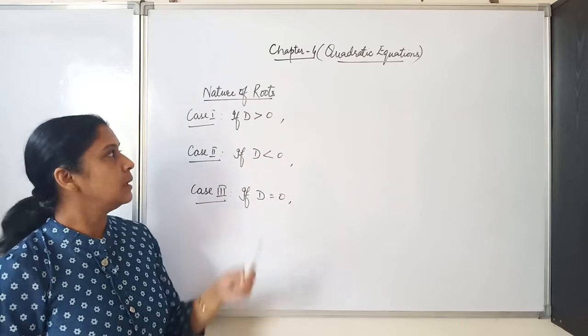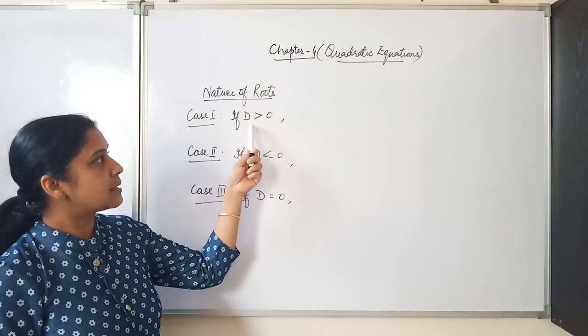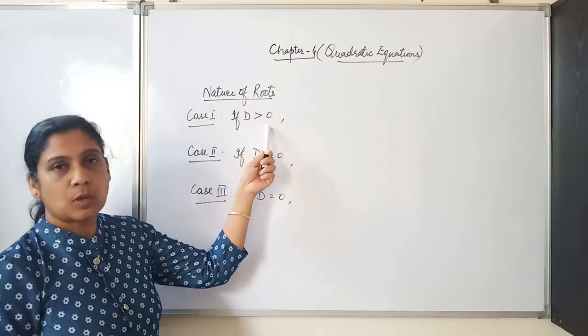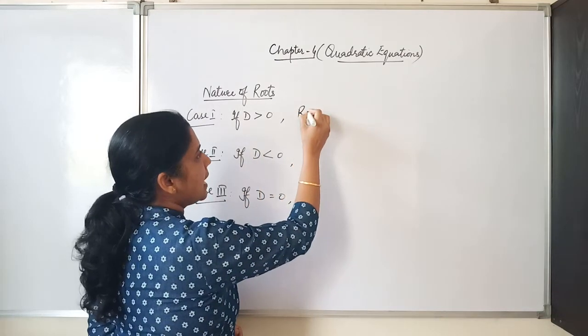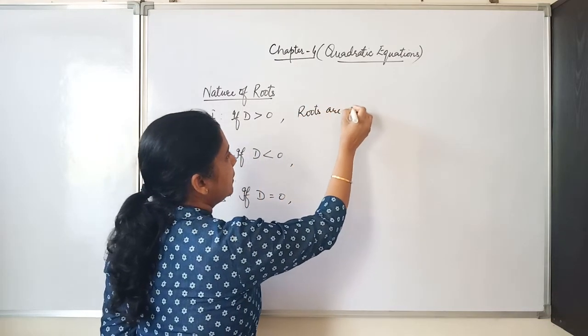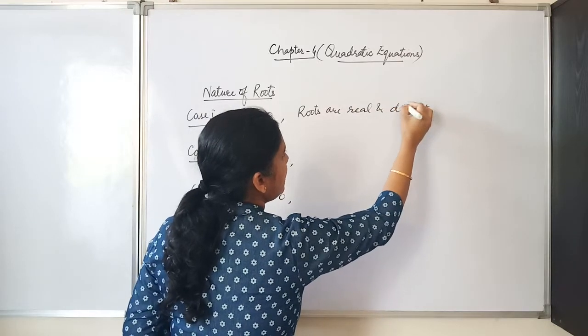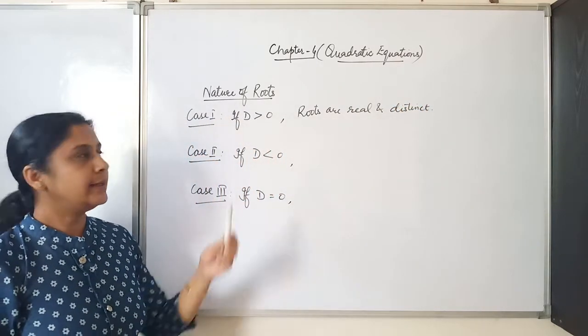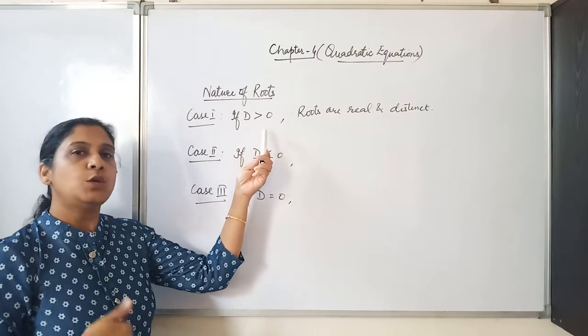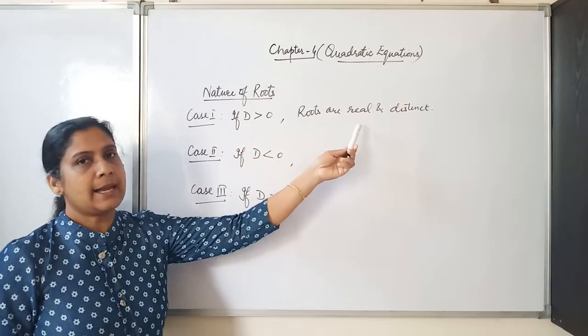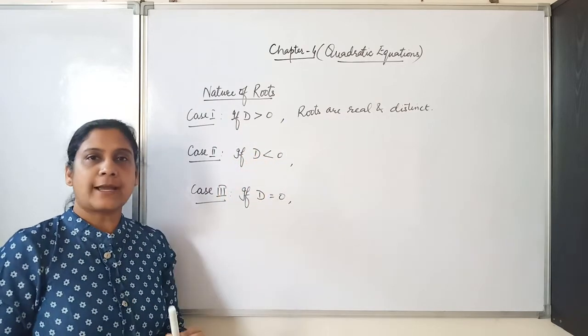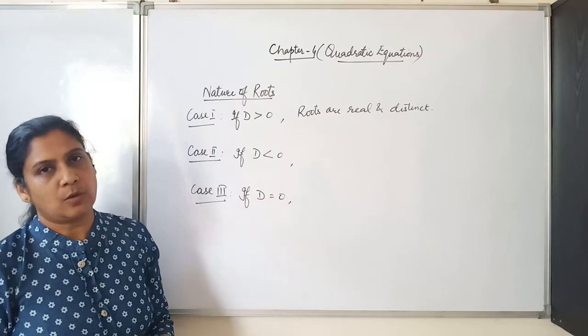Let's cover it up. Case 1: if discriminant D comes out to be positive, roots are real and distinct. So in any question, when you solve for D and if that value is positive, you can conclude that roots are real and they will have different values. For finding out the values, you will use the quadratic formula.